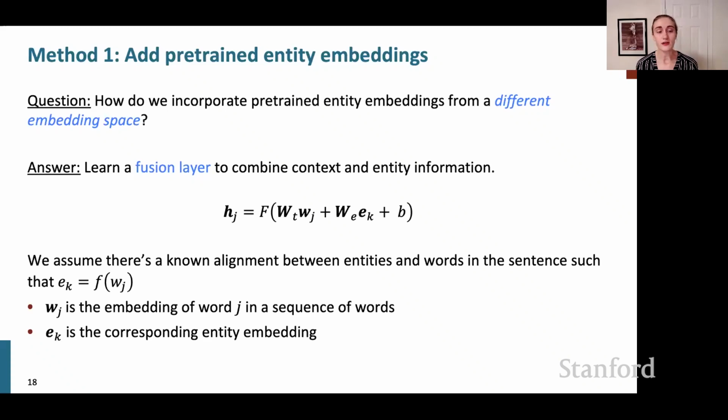So what you can do is learn a weight matrix, W_T for the text and W_E for the entity, to project these embeddings to the same dimension before you sum them, and finally take an activation function over them. So the idea is that by having some fusion layer mechanism like this, you can actually use these entity embeddings and these contextual word embeddings that are in different embedding spaces and fuse them together to have this single hidden representation for the element in the sequence.